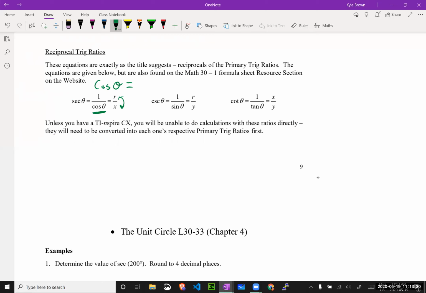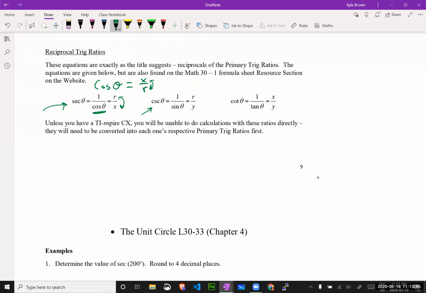So just to show you what I mean there, if I would have started out with cosine theta, so cosine theta is equal to adjacent over hypotenuse. That'd be the same thing as x over r in our example with the unit circle. So then if I'm talking about secant theta, the reciprocal means just flip these around. So that's what this is now. It's r over x instead of x over r, okay? And then you got the same thing with sine, so cosecant and sine, and then cotangent and tangent.